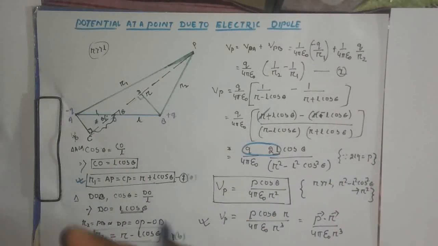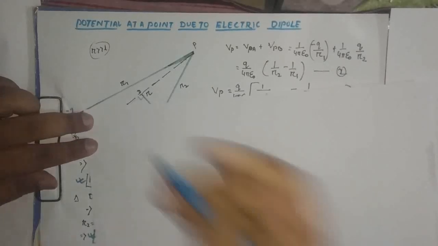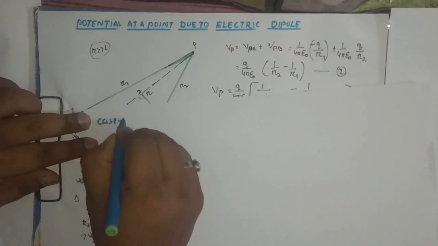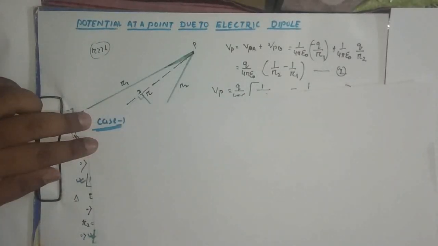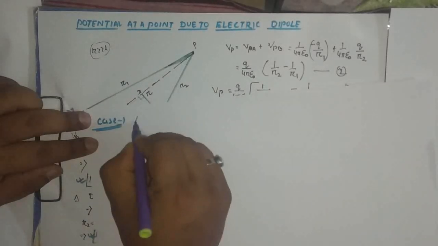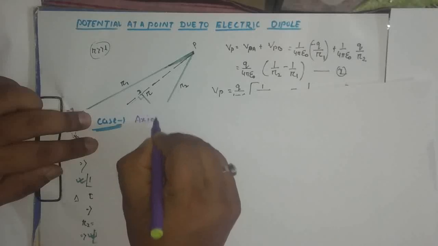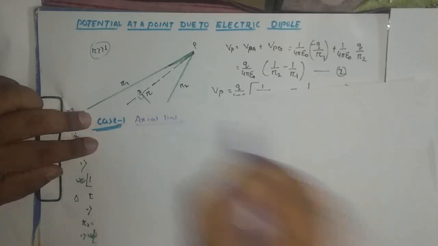Now directly from here, can I find axial and equatorial? Yes. How can I find? Suppose I am telling for axial cases. I am going for case 1. What is the case 1? That is nothing but axial, the point lies on axial lines.